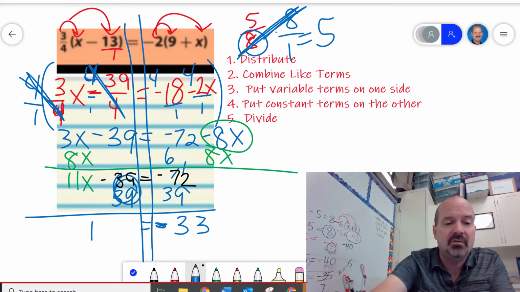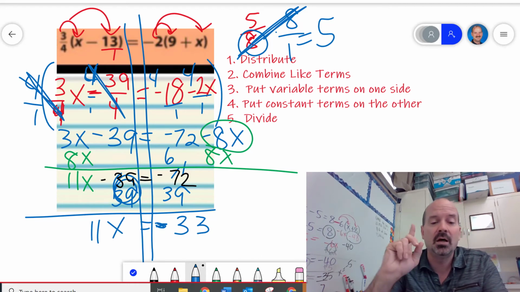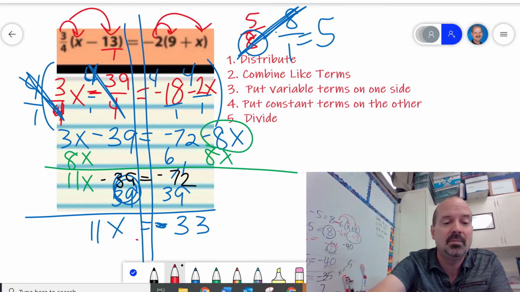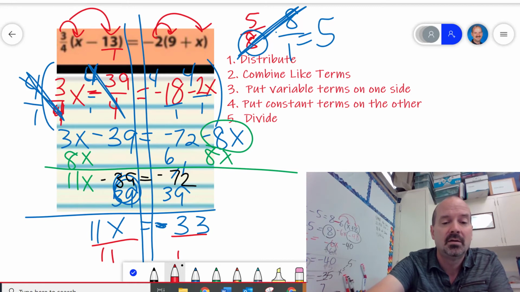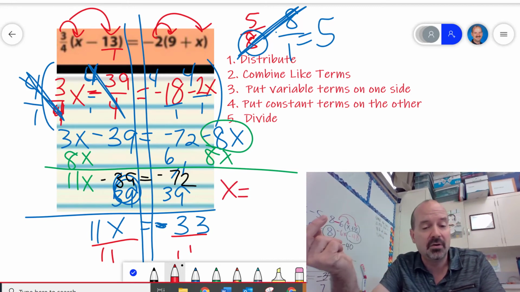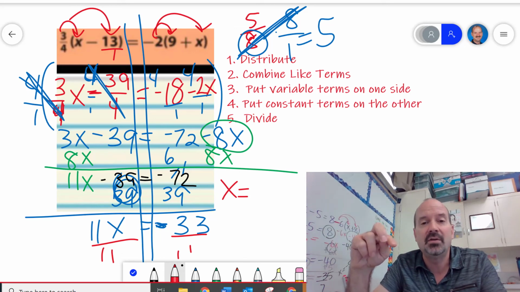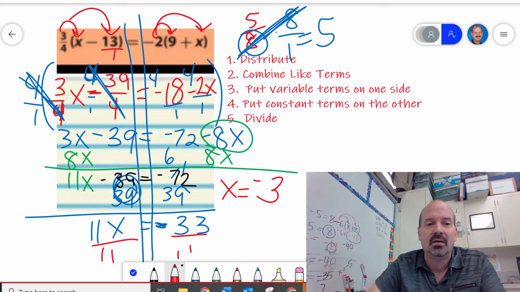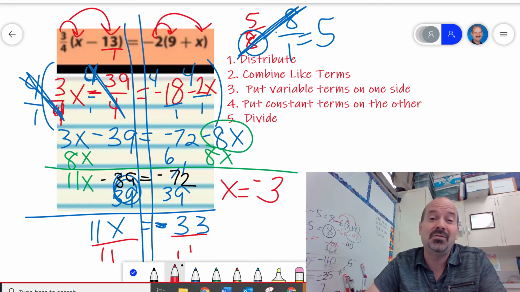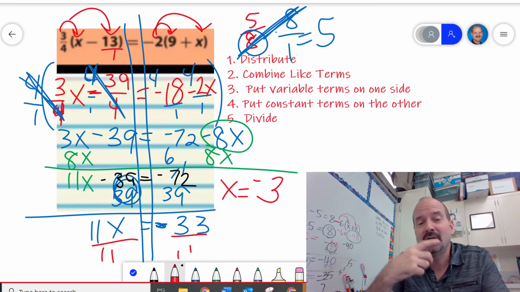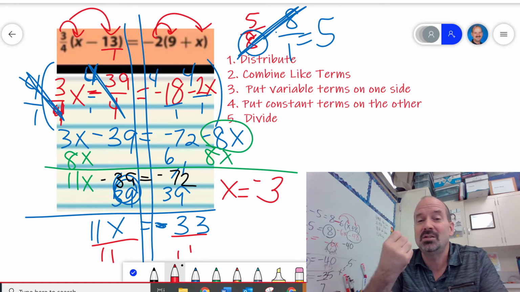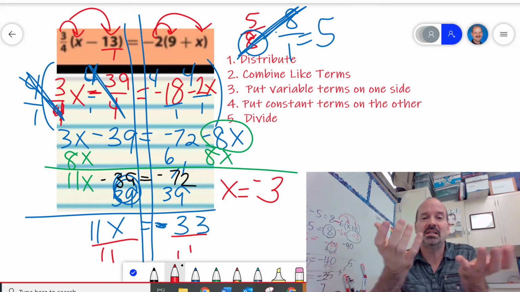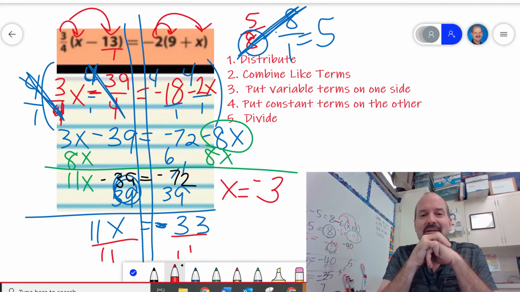And on the other side, I have 11x. And then there's just one more step. We divide by 11, and we get x equals, and a negative 33 divided by a positive 11 is a negative 3. All right, so that just means if you were to put negative 3 in for all those variables, that's the one solution. It's unique, that will make both sides balance on that equation. So that's how you get rid of fractions.